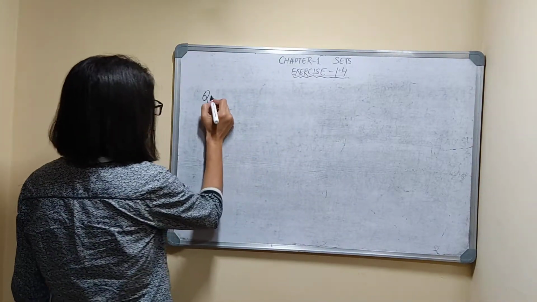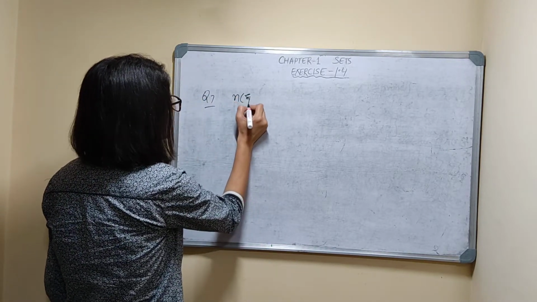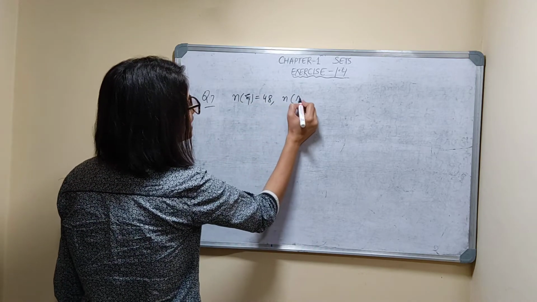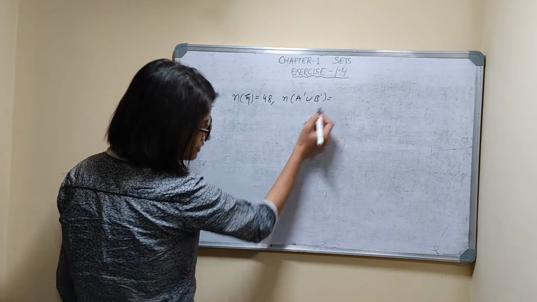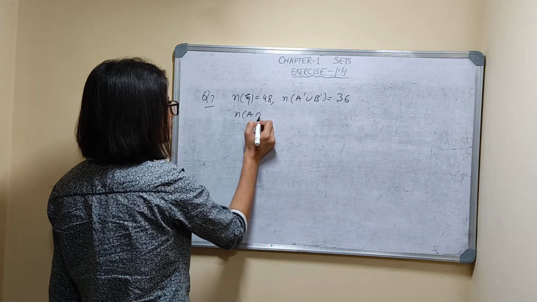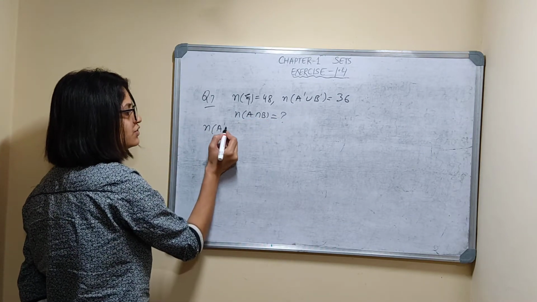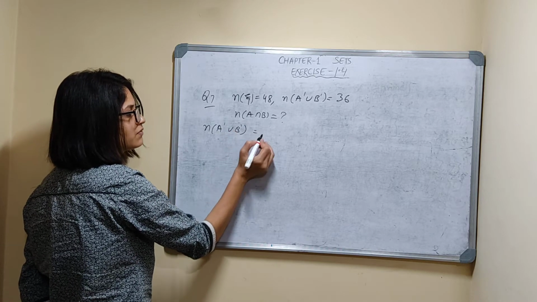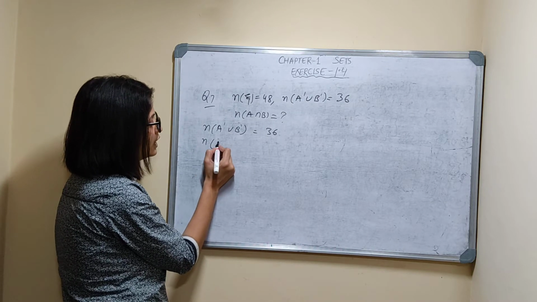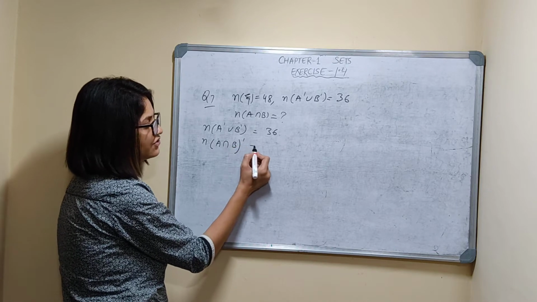Now question number 7. n(ε) is equal to 48. n(A' ∪ B') is equal to 36. Then find n(A ∩ B). So n(A' ∪ B') is given as 36, and I can write this as n((A ∩ B)') is equal to 36.